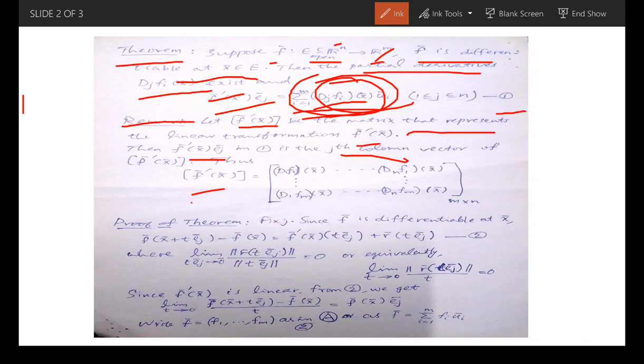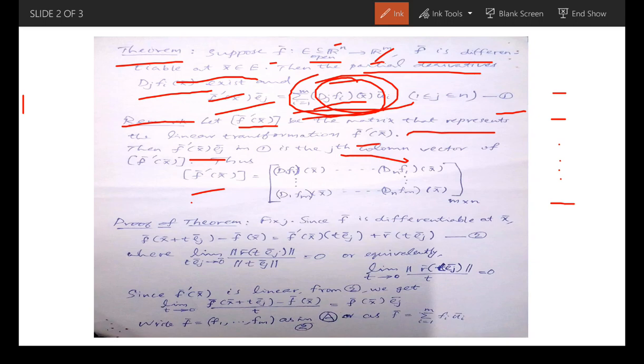So what is the jth column? It is dj f1 at x. Next is dj f2 at x, etc. Last is dj fm at x. That is the jth column.